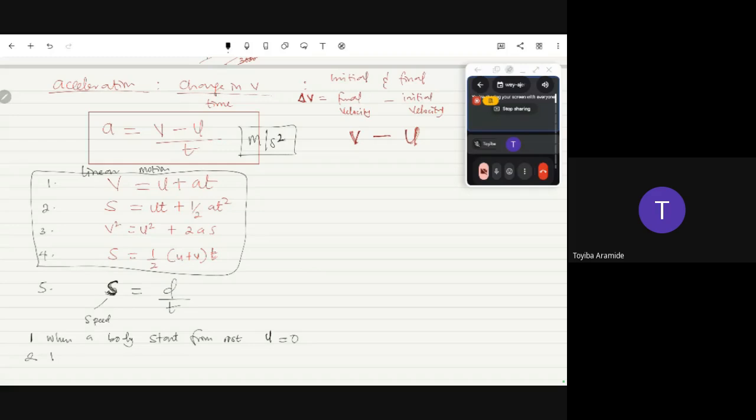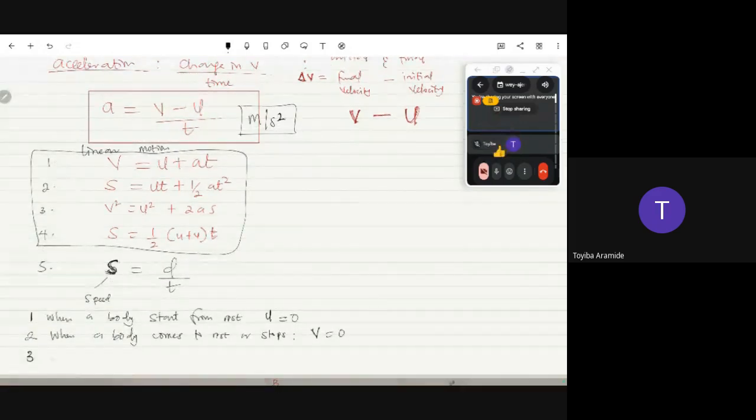Number 2, when a body comes to rest, or when a body stops, like when we have switched off the car engine, the body is not moving again. So the final velocity in that case is what? 0. Is that clear?